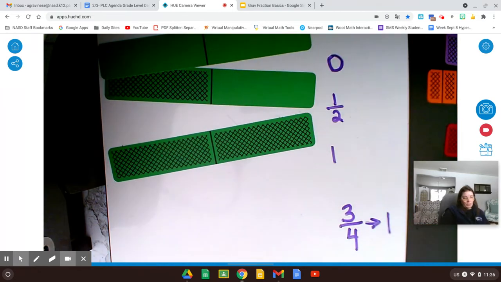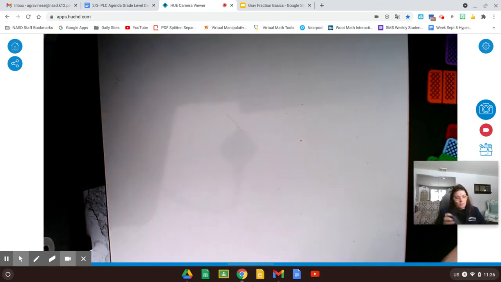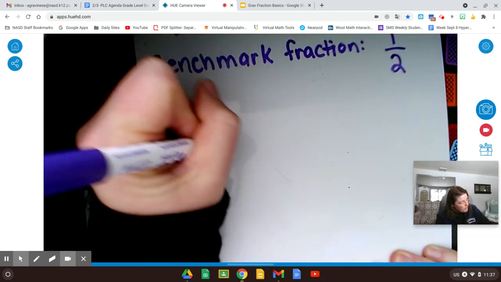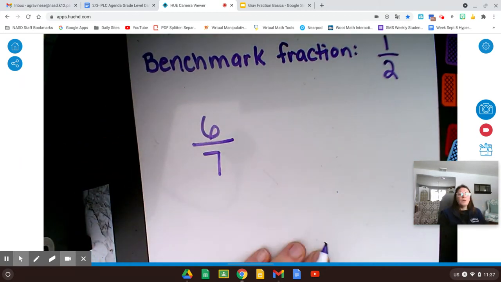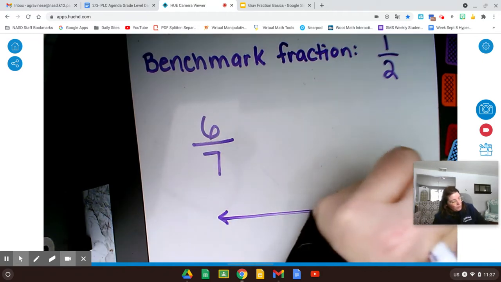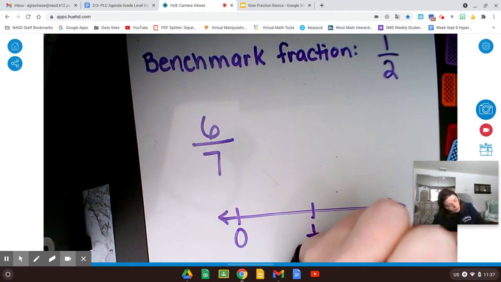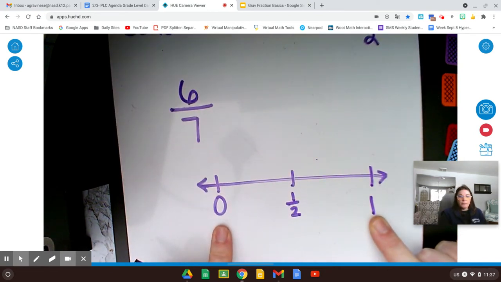So can we do this without fraction strips? Well, of course we can. Let's say we have the fraction 6/7. Is 6/7 closer to 0, a half, or 1? And I'm just drawing a very basic number line here. So imagine 6 out of 7. You got 6 out of 7 right on a test.